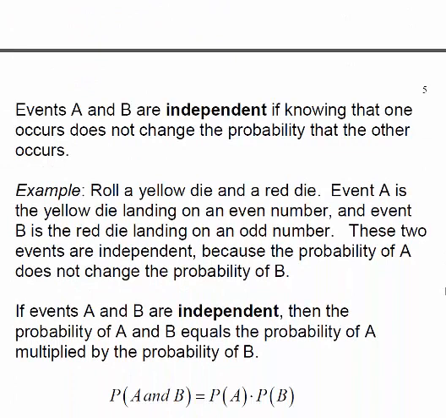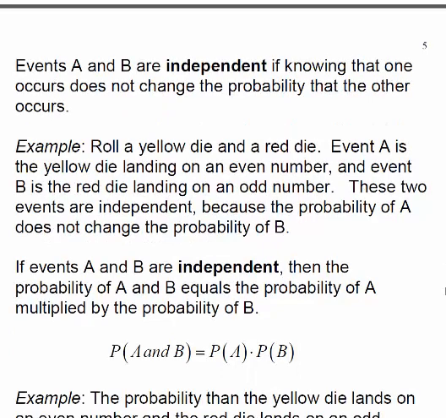Now let's talk a little bit about independence. Independence cannot be shown with a Venn diagram. I just want to get that out of the way right now. Events are independent if knowing that one occurs does not change the probability that another occurs. Example: roll a yellow die and a red die. Event A is the yellow die landing on an even number, and B is the red die landing on an odd number. One's not affecting the other. They are independent because the probability of A does not change the probability of B.